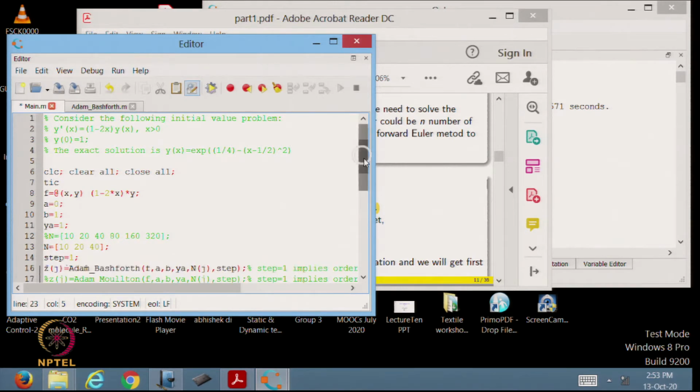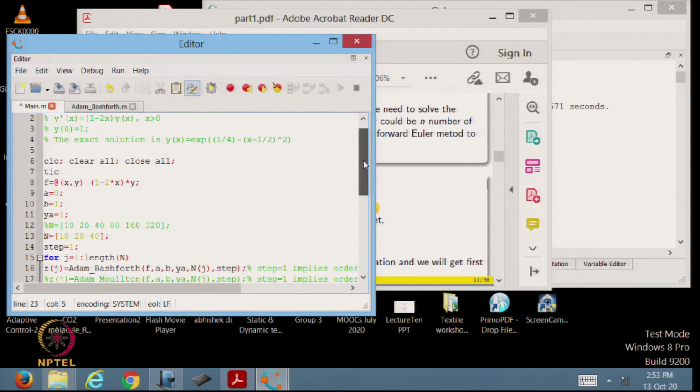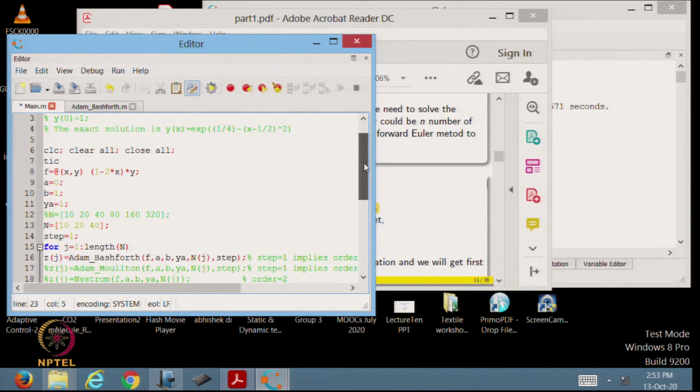Okay. So, after that clc, clear all, close all, you must be familiar with all those commands from the earlier part of this course, so I am not going to explain them again. Then I am defining the function in the following way: f is equal to @(x,y) 1 minus 2x multiplied by y. This is the way I can define the function. And then the initial point a is 0, b is 1, ya; these are some variables a, b and ya which I am choosing in the following way.